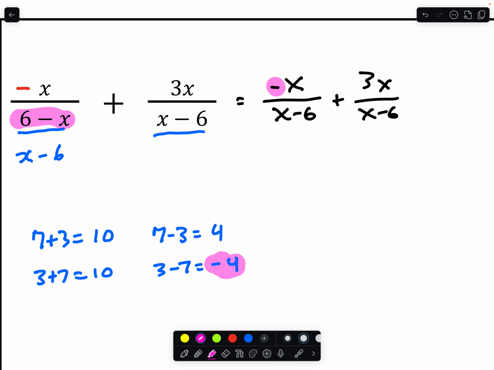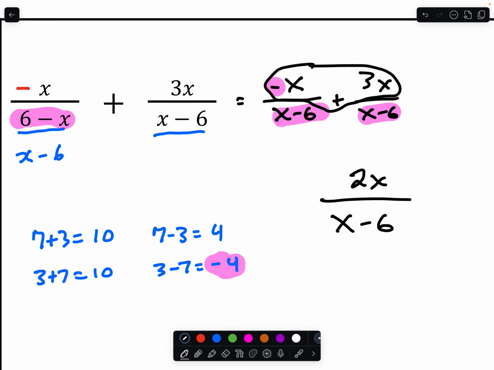And I like to just bring it up into the numerator. All right, so now we've got common denominators, okay? So negative x plus 3x is 2x divided by x minus 6, which would be the most simplified version. All right? Okay, good luck with your practice.